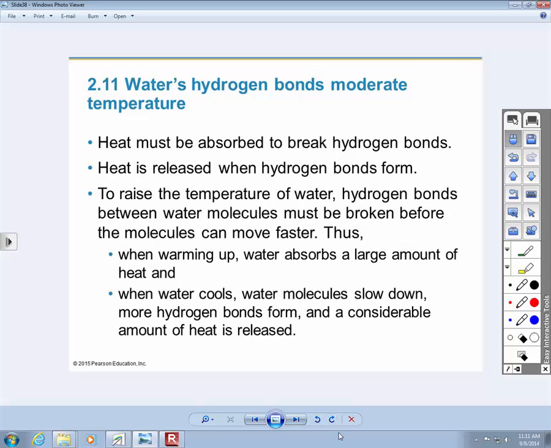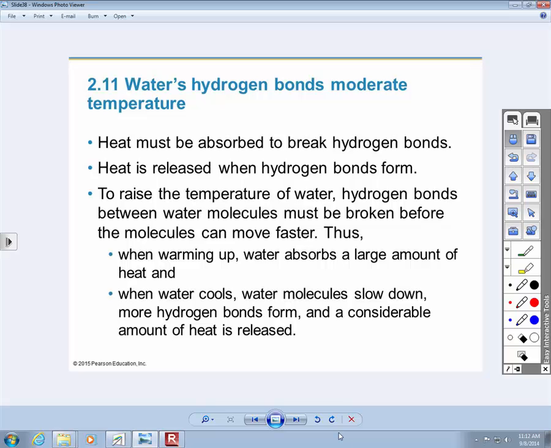So we have to absorb heat in order to break the hydrogen bonds. And anytime you're forming hydrogen bonds, you're actually releasing heat. So if you're breaking the hydrogen bonds, you have to put energy into it, as an example, maybe heat. Doesn't have to be heat. There are other ways to break those bonds. You could physically break them, you could break them with magnetic energy, you could break them with electrical energy, but we're talking about heat here.